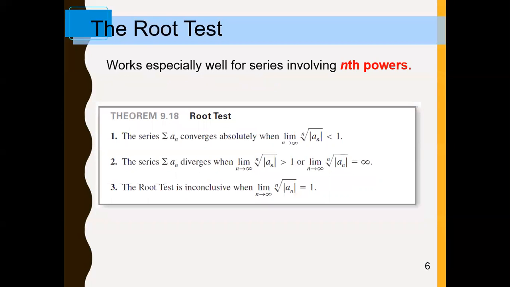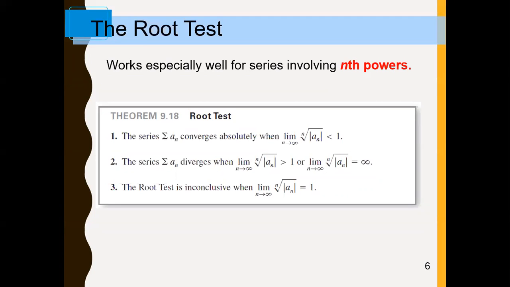Okay, let's talk about the root test. Okay, the root test. So when we talk about the root test, we are specifically interested in nth powers here. If the terms are like raised to the power n, then it turns out the root test is going to be fairly nice. Okay, and the rationale here is exactly the same as it was for the ratio test.